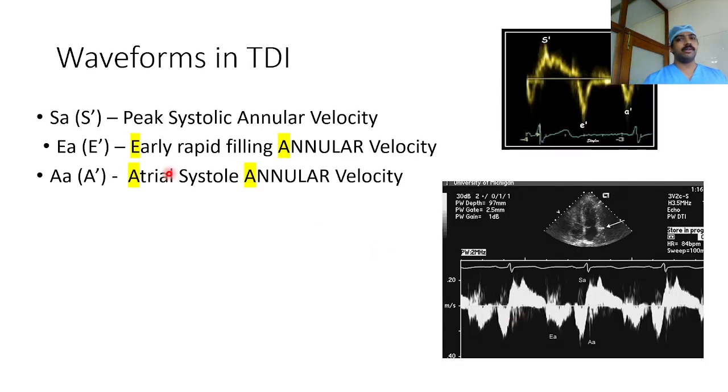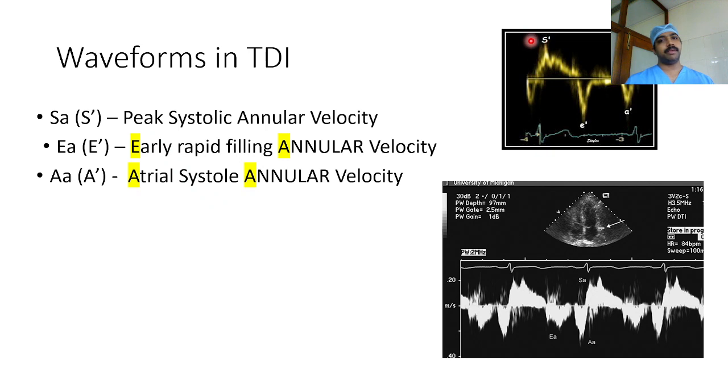So we have to know the waveforms in tissue Doppler imaging. S dash is the peak systolic annular velocity. This is like tissue Doppler imaging. We keep the marker at the annulus, the mitral valve annulus, and then we estimate the velocity at which this tissue is moving. So the tissue movement is represented by the graph, and this is the spectral image. This is the systolic movement of that annulus.